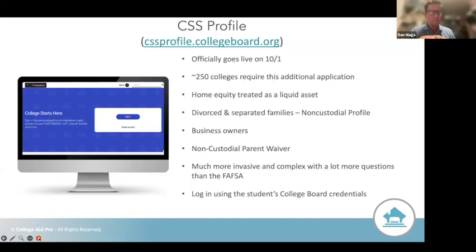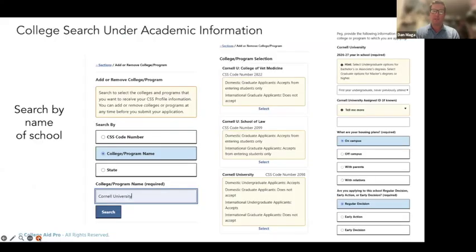And again, this one's much more intense, much more invasive than the FAFSA. But the good news is you use your kids' College Board credentials to get in. It has nothing to do with the FAFSA website.